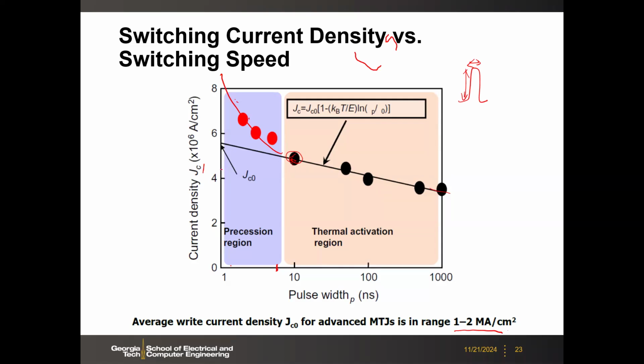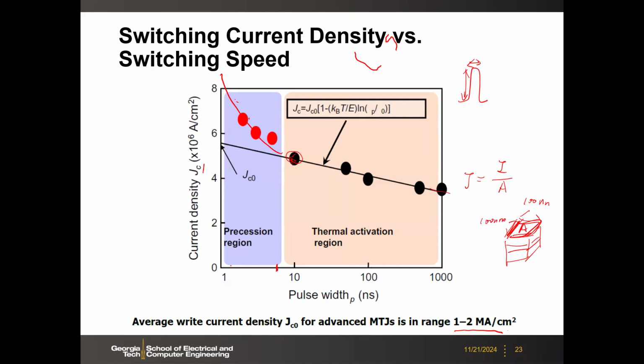But typically here, the current is like 5-6 mega-amp per centimeter square. So this is current density, depending on the area of the MTJ stack. So this is current divided by area, the current density. Okay. So you can calculate a little bit. For example, if it's 100 nanometer by 100 nanometer, what is the current? If it's 1 mega, but most of technology today, even from foundry, is larger than this value. Okay, it's not 1 mega. 1 mega is a very ideal scenario.